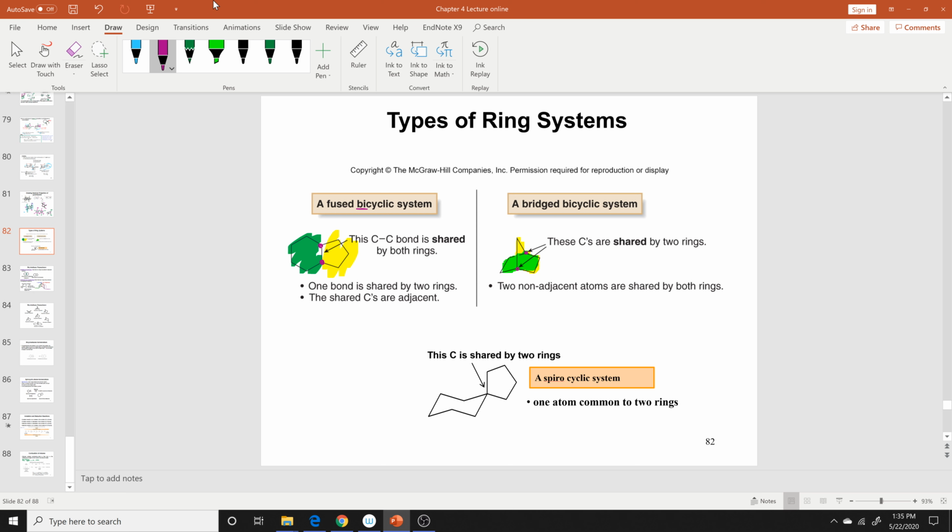This is called a bridged bicyclic system. This means that the two cycles are connected to each other and there is a bridge coming off in there. These carbons are shared between the two rings in there.